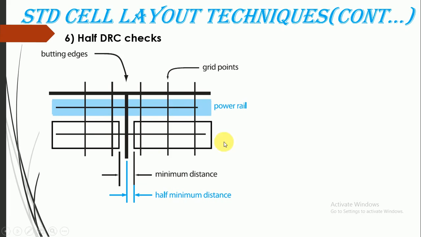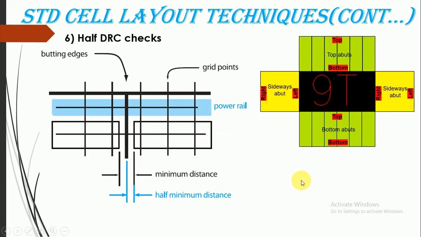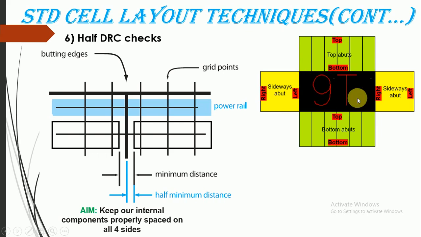And in order to verify whether what we designed is correct or not, we will follow some techniques. One of the best techniques is to design some half DRC structures and place other cells around, something like this. If I say 9 track is my block level design cell, we will place other cells like top abut cells and side abut cells around my cell, and we will induce the half DRC conditions.